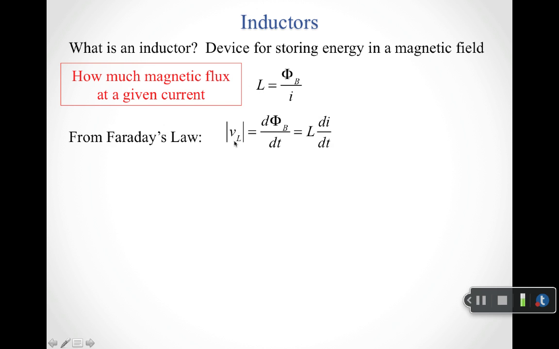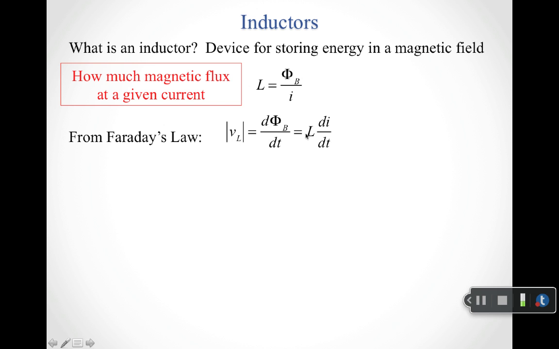So from Faraday's law, we've been writing this in terms of an epsilon, the EMF, and all we're going to do is write it in terms of a lowercase v. It still means the same thing. It's the potential difference across the inductor. So the voltage of the inductor, if we're not worried about signs, I don't need to worry about the minus sign here, is just going to be the derivative with respect to time of the magnetic flux.